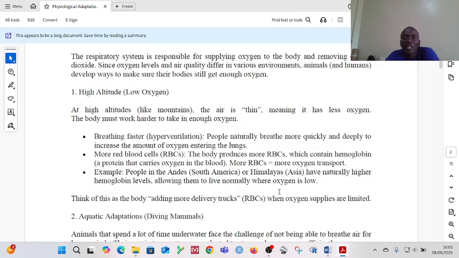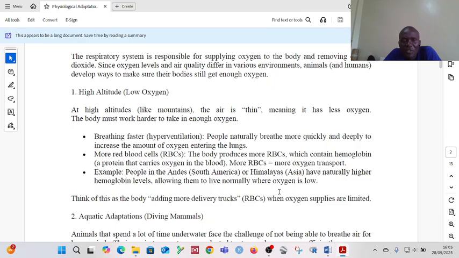You breathe more quickly. What you are doing is just increasing the amount of oxygen that you are breathing in, because with every inhalation, oxygen is being taken in. So the faster you breathe just means the more oxygen that you are allowing to enter the lungs.